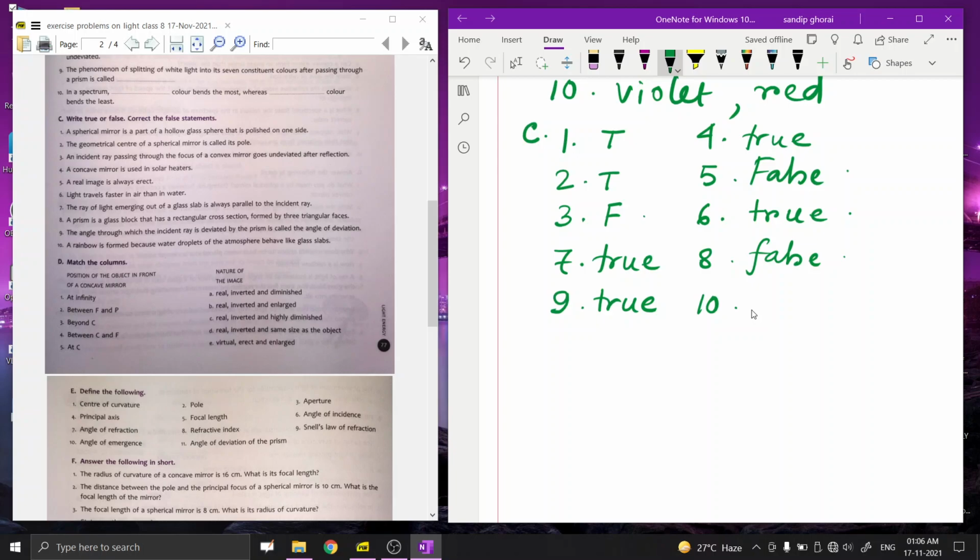A rainbow is formed because water droplets of the atmosphere behave like a glass slab. Actually this is false, because for a rainbow the water droplets of the atmosphere behave like tiny prisms, not glass slabs. Now we move to our next part.